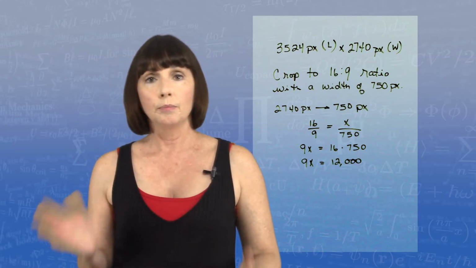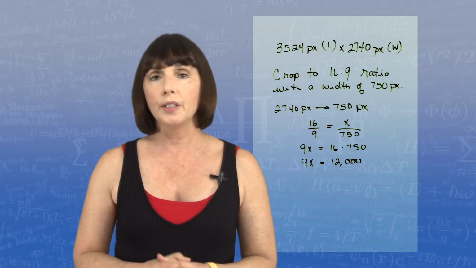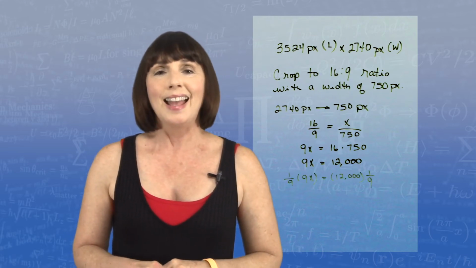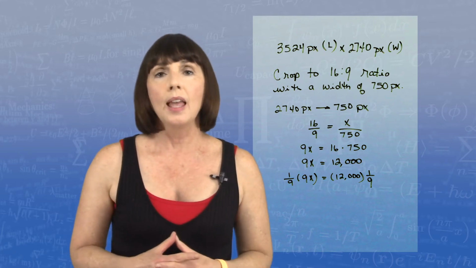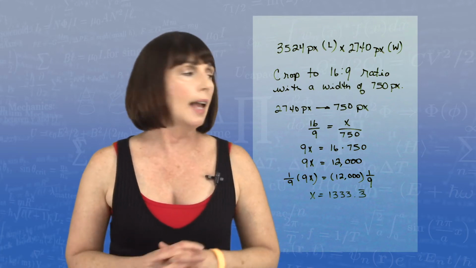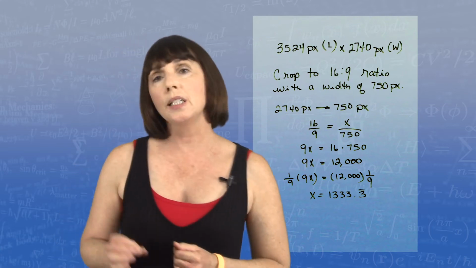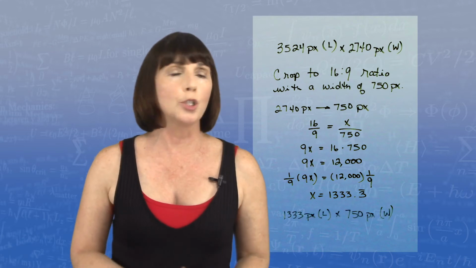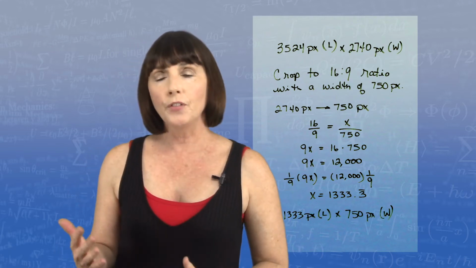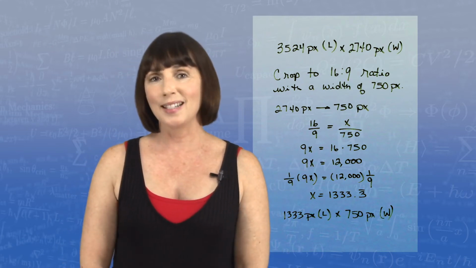Now I'm just going to multiply both sides by 1/9 to get rid of that 9 in front of my x. And I get 1/9 times 9x equals 12,000 times 1/9. And when I do that arithmetic, I get that x equals 1,333 pixels. So if you crop your image to 1,333 by 750, that will suffice in this situation.